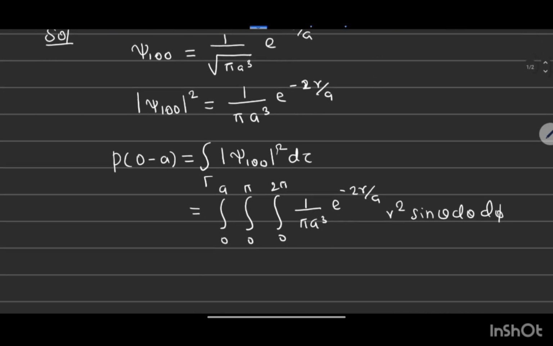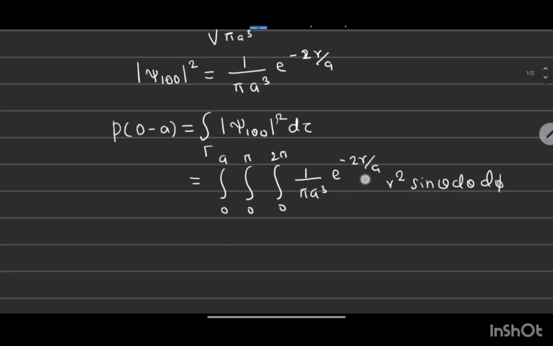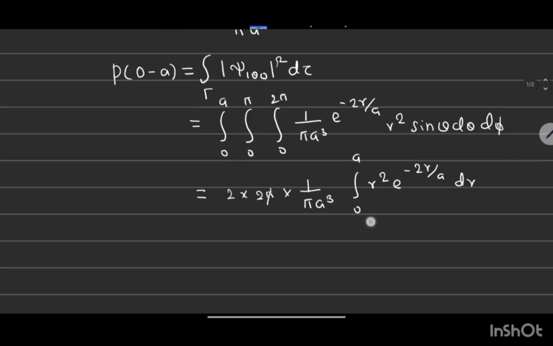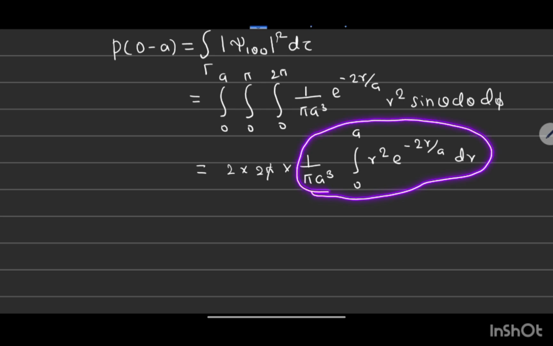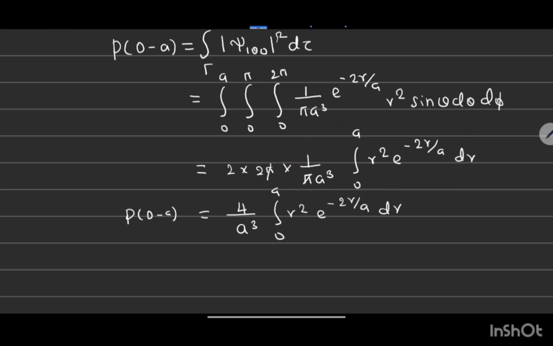So the r coordinate should extend up to only a, and as usual the theta and phi coordinates will range from 0 to pi and 0 to 2 pi respectively, and carrying out the integration. Here this 4 pi results from the angular variable integration. So we know that is standard, and what remains is only the radial part of the integration. So this is 4 pi by a cubed and the radial variable integration.